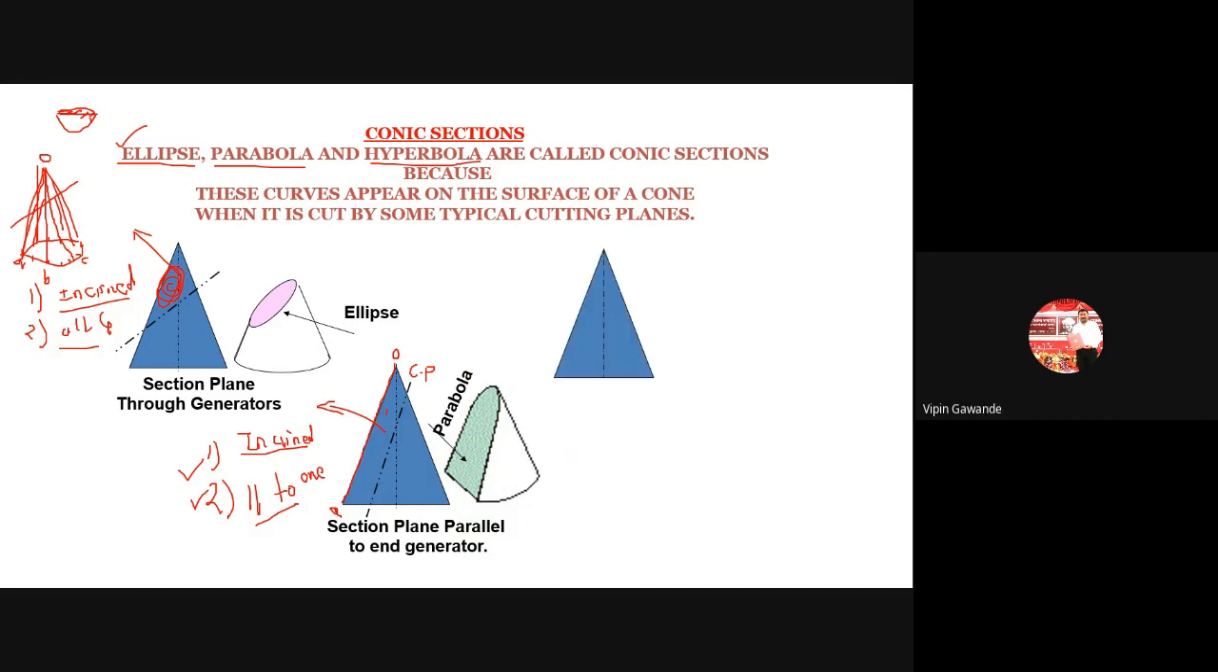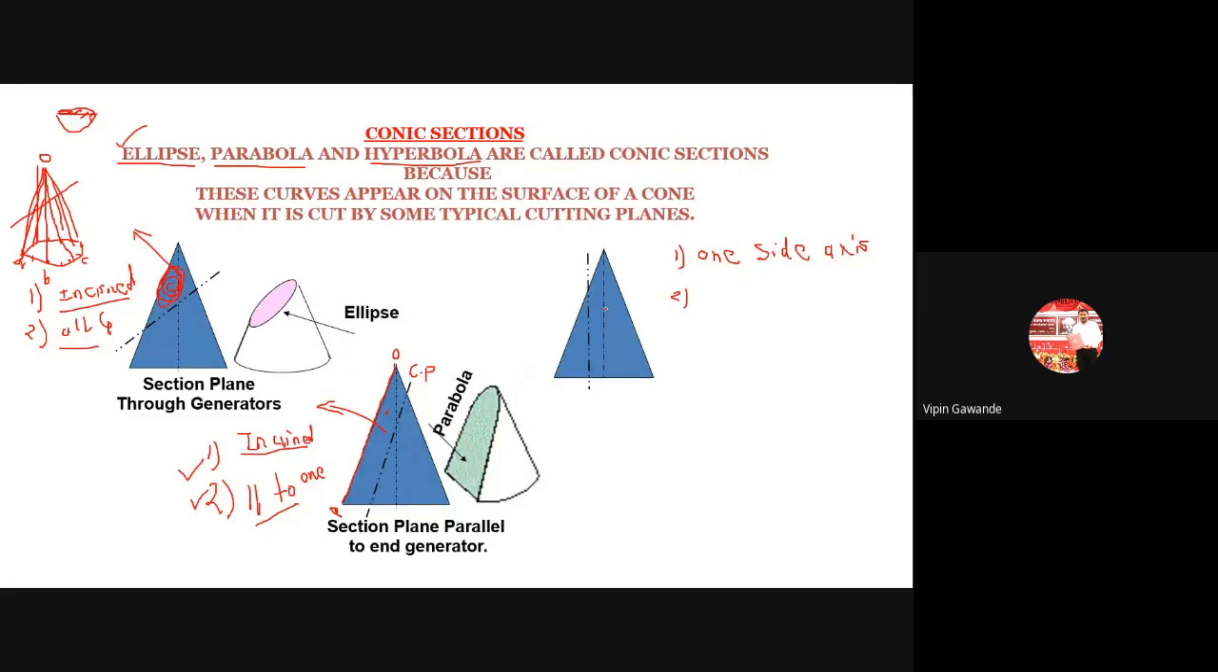Now, what is the third condition? In the third condition, we have a cutting plane, but now this cutting plane is not inclined. This is on one side of the axis. In ellipse and parabola, the cutting plane is cutting on both sides of the axis. You see here, in this ellipse, it is cutting on both sides. Here in the parabola also, it is cutting on both sides of the axis. But in the case of hyperbola, the cutting plane is cutting the cone on one side only.